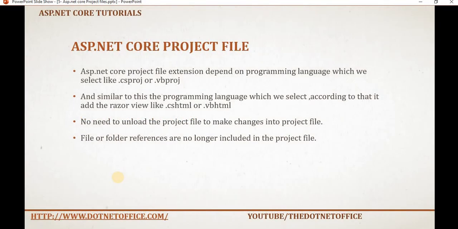Basically, the ASP.NET Core project file extension depends on the programming language which we select, like .csproj or .vbproj. In the sense that when we create any project in ASP.NET Core, the extension of that project depends on which programming language we select. If we select C#, then the extension for that project will be .csproj, and if we select VB.NET, then the project file extension will be .vbproj.